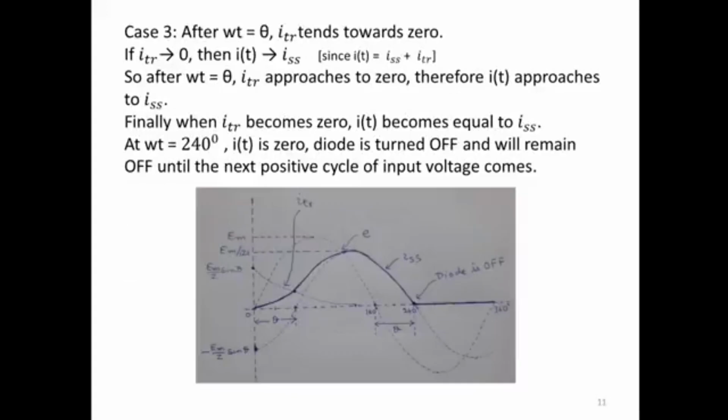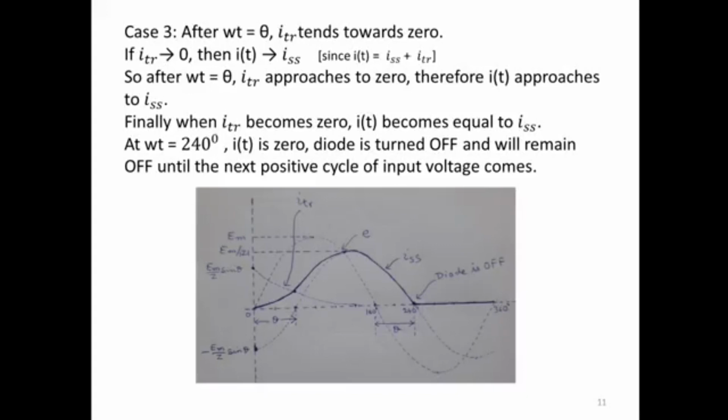As you can see in the figure, the first point of total current is at origin. The second point is what I have evaluated at omega t equal to theta. At omega t equal to theta, steady state current is 0. Therefore, at this point, the total current will be equal to the value of transient current at this point. So this will be our second point. If you join these two points, you can draw a very smooth curve from the first point to omega t equal to theta.